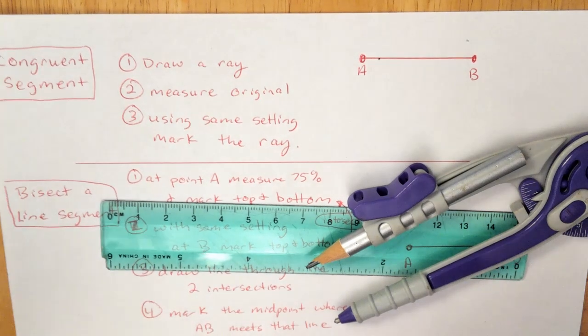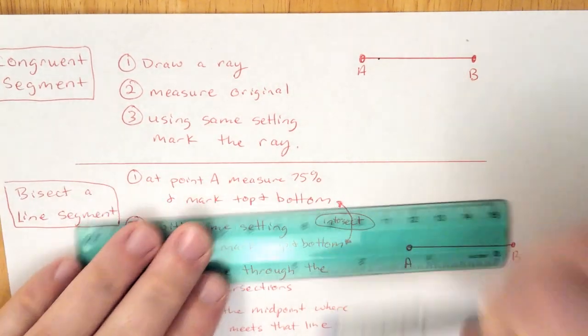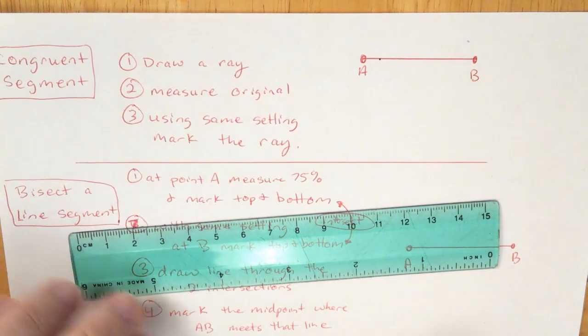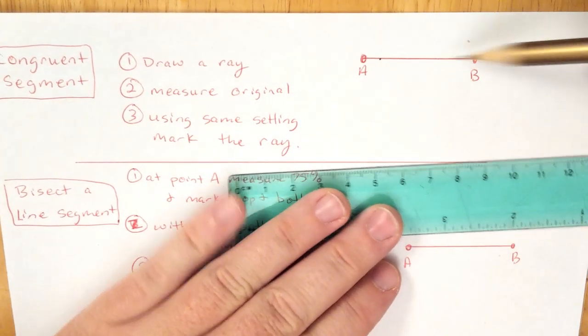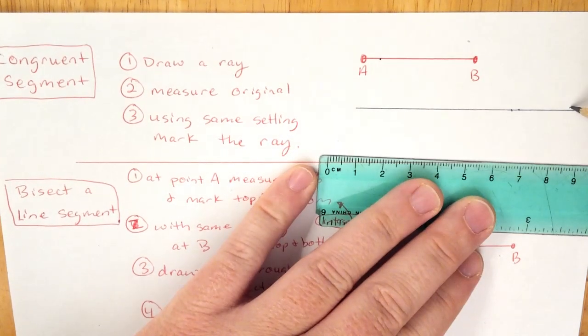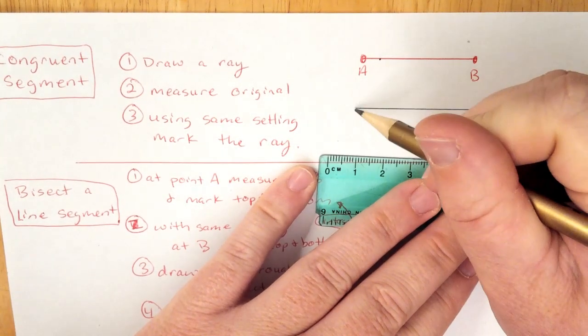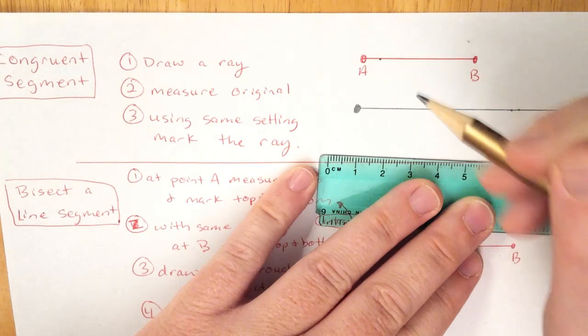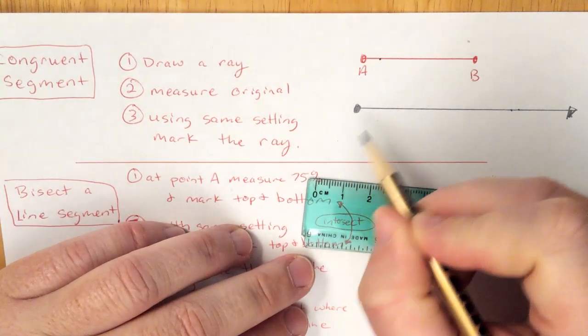Today we're going to be doing constructions. So, congruent segments. Here are the steps. Step one, you want to draw a ray. We're already given this, so we're going to draw a ray. You want to make it longer than what you think it's going to be, just in case. We're going to start right about here, and usually you put a letter there.